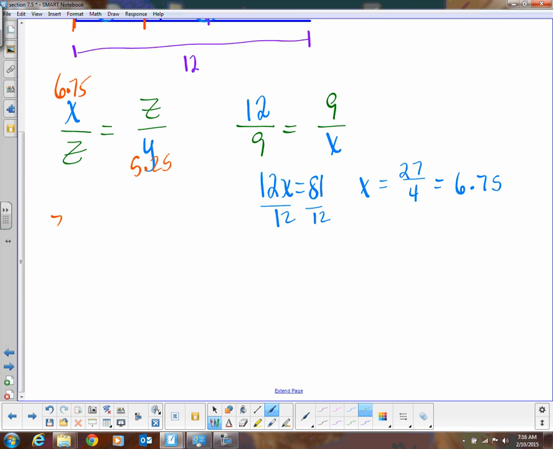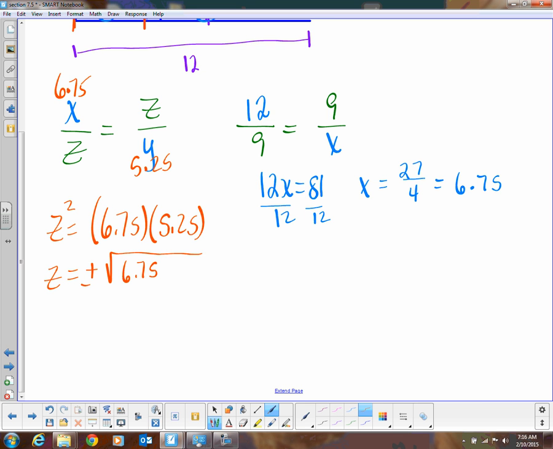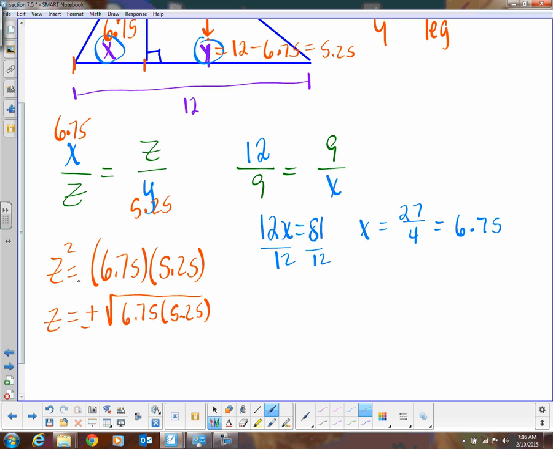So from here, you're going to multiply, get z squared, and you're going to multiply 6.75 times 5.25. And then you're going to square root both sides. I don't know what that is. You probably say, I don't know that either, but I don't know what this product is. Where did I lose you? I cross-multiplied. With me? But I don't know what this is.